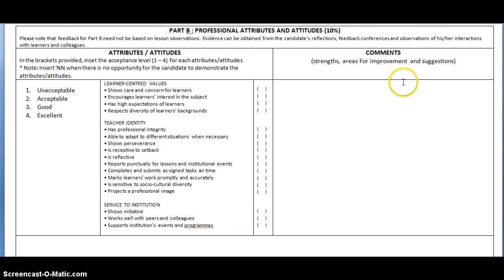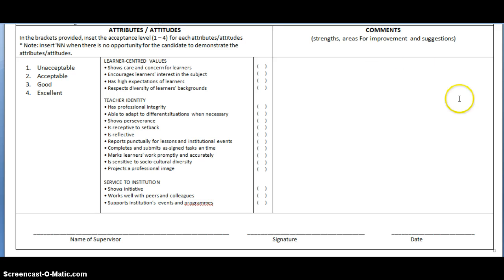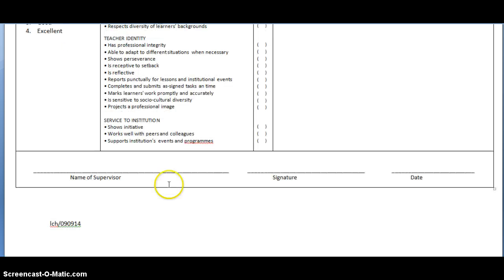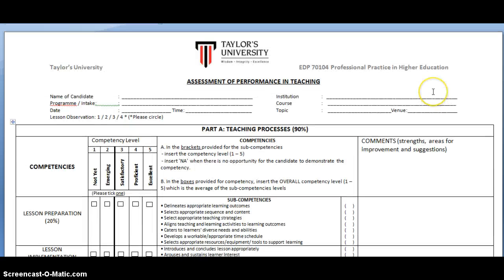Alright, the next column here will be comment, strength, area for improvement, and suggestion. Right, so these are things that you will need to work on if there is any. Okay, so to sign off, at the end will be name of supervisor, signature, and also date. Okay, so this is the end of the short video for assessment of performance in teaching.